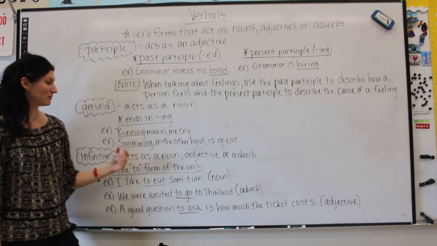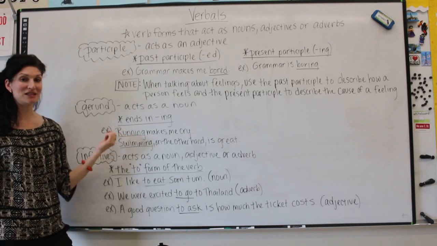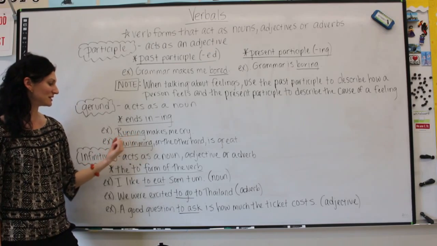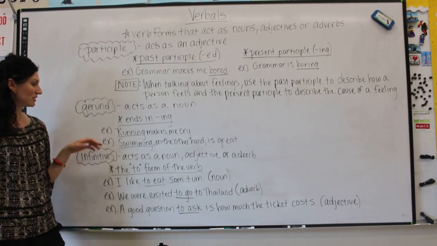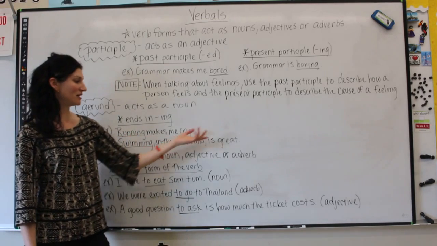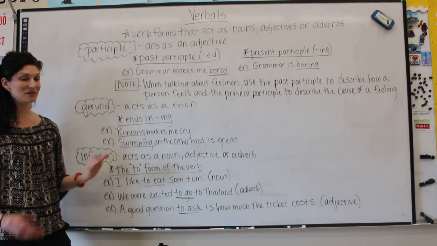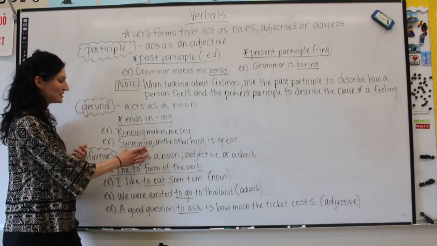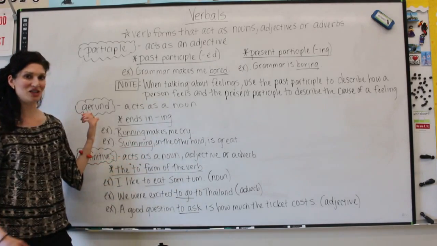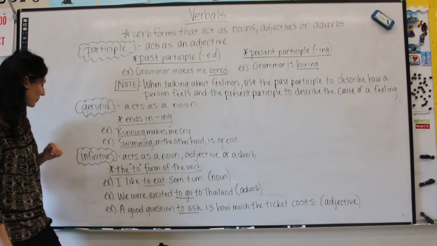Running makes me cry. In this sentence, running is the subject or the noun of my sentence. Again, in the next sentence, swimming, on the other hand, is great. Swimming is the subject of my sentence, and it's acting as a noun. Therefore, we consider it to be a gerund.